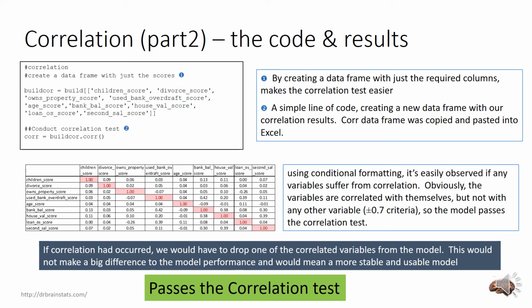The data frame was copied and pasted into Excel, and using conditional formatting, it's easily observed if any variable suffers from correlation. Obviously, variables are correlated with themselves, but not with any other variable, so the model passes this test. If correlation had occurred, we would have to drop one of the correlated variables from the model. This would not make a big difference to the model performance and would mean a more stable and usable model.